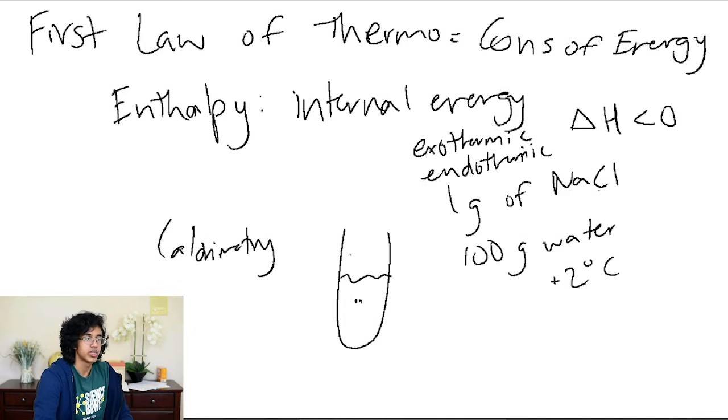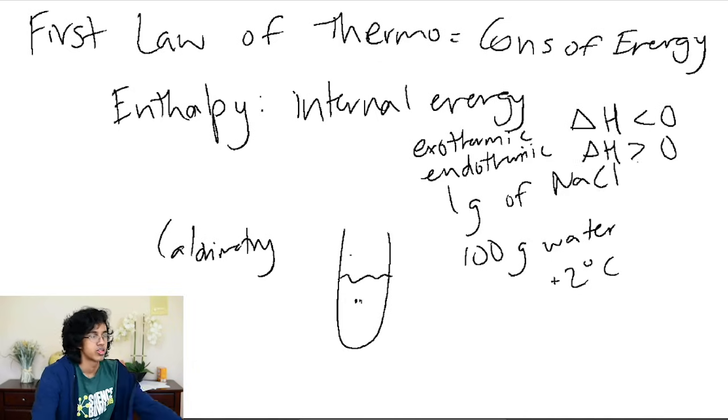Endothermic, on the other hand, means that you're taking in energy from your surroundings, so you yourself are going to get more energy. So your ΔH is going to be positive. In this case, clearly it's giving off energy, so it's exothermic.